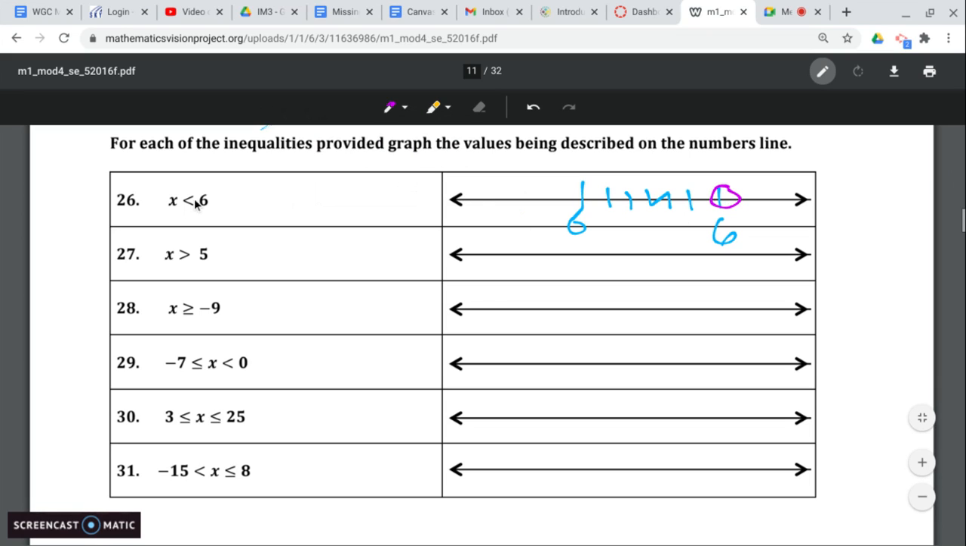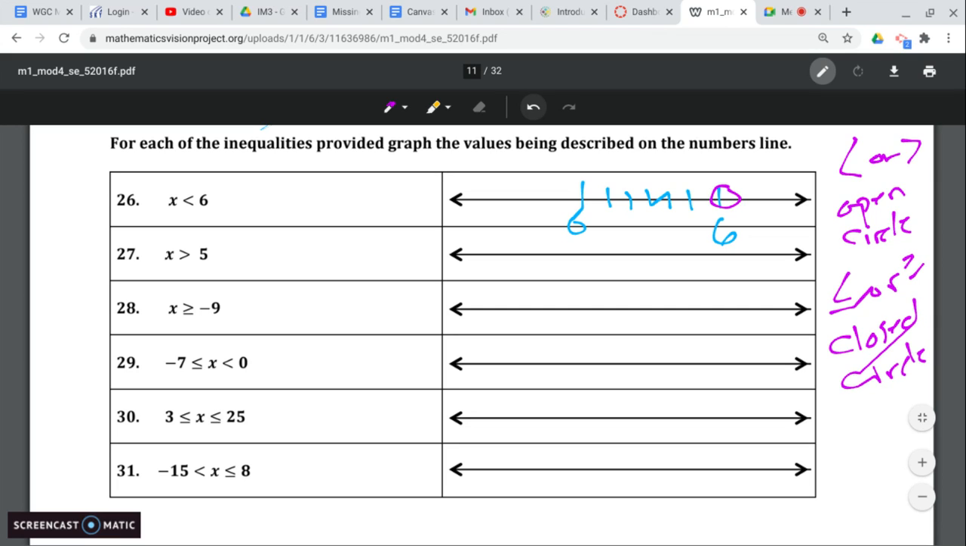When we have this inequality, so when we have less than or greater than, it's an open circle. When we have less than or equal to or greater than or equal to, it's a closed circle. So that is crucial to know. Make sure you know this. You have to know this.